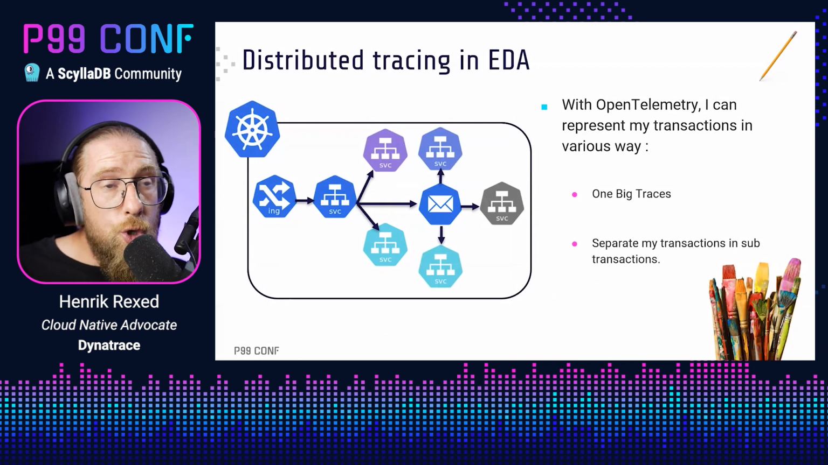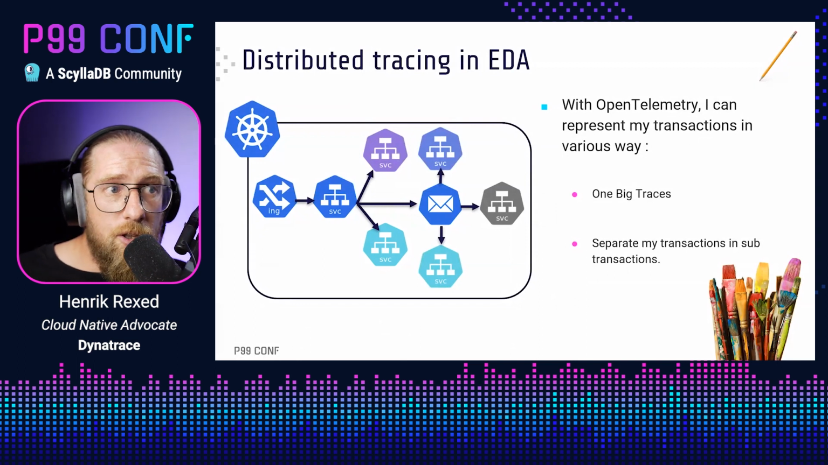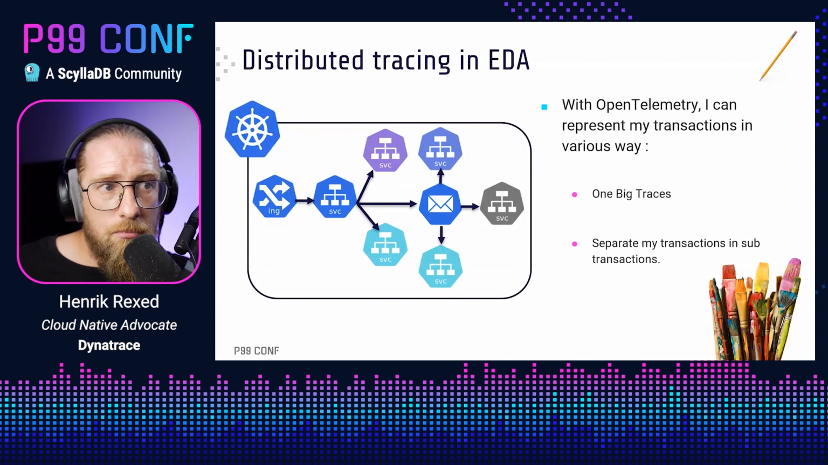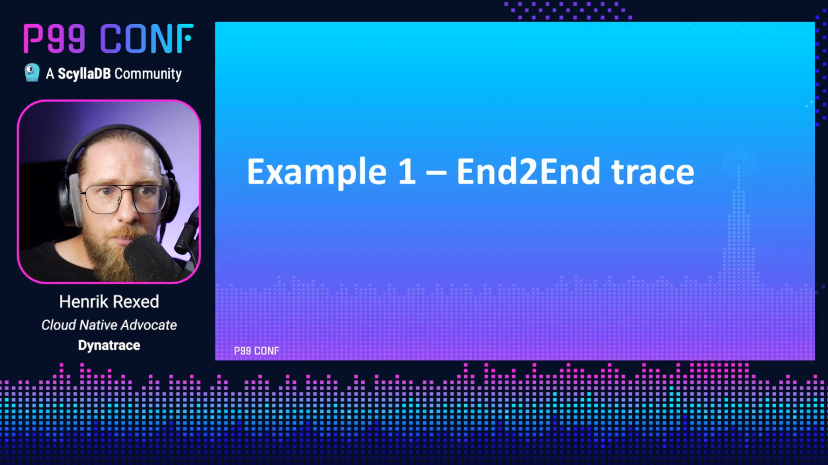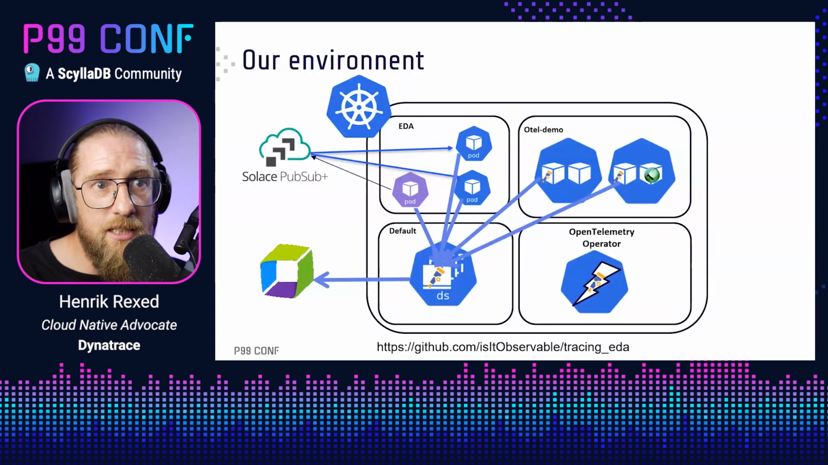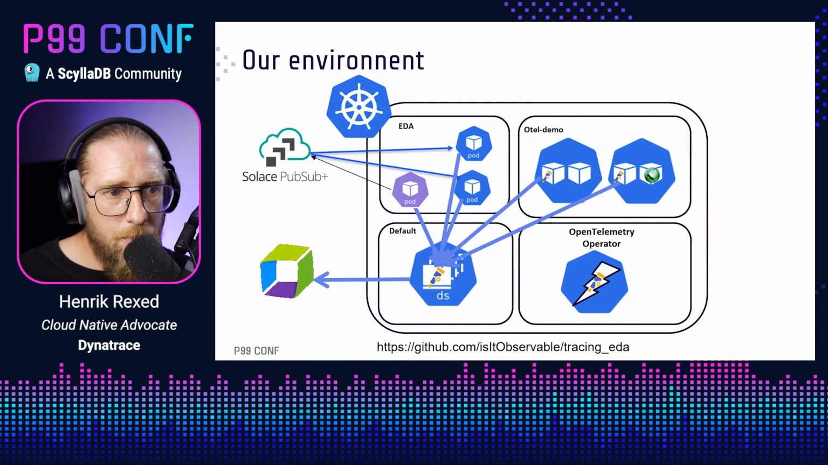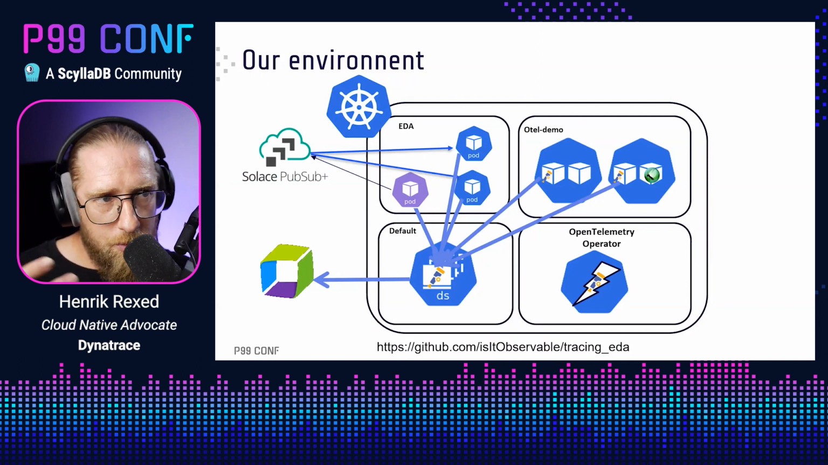And at the end, when you do distributed tracing in the event-driven architecture world, you have 2 options. Either you do a big end-to-end trace, or you separate the traces. So let's see the first example, the end-to-end trace. For this talk, I have prepared an environment. So here is the GitHub URL, and I have different components. I have the OpenTelemetry demo, just to make some noise.